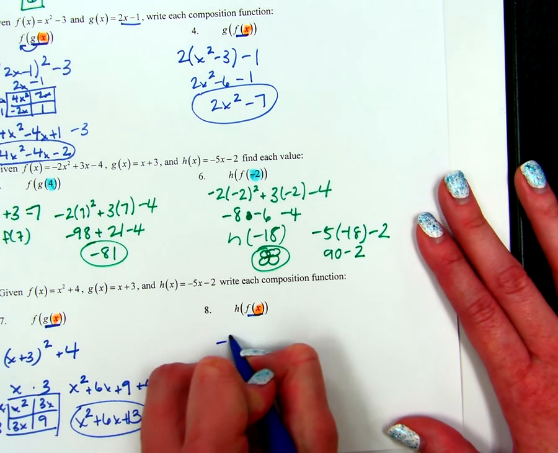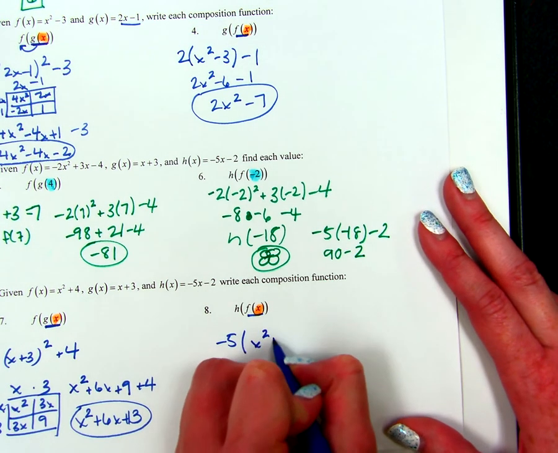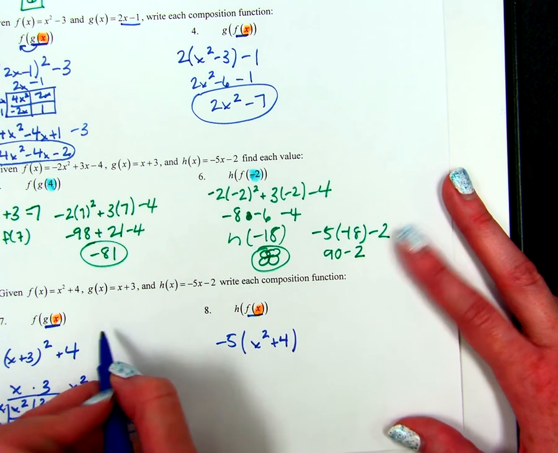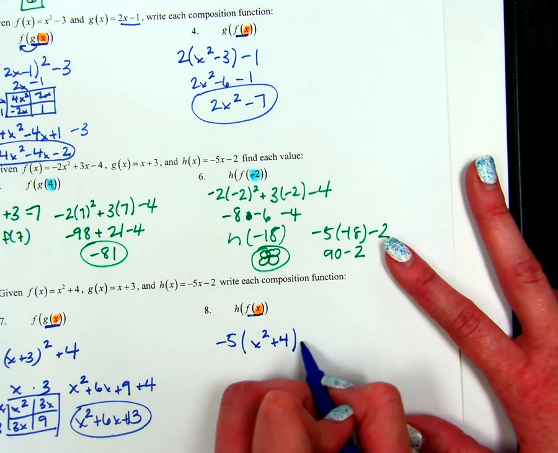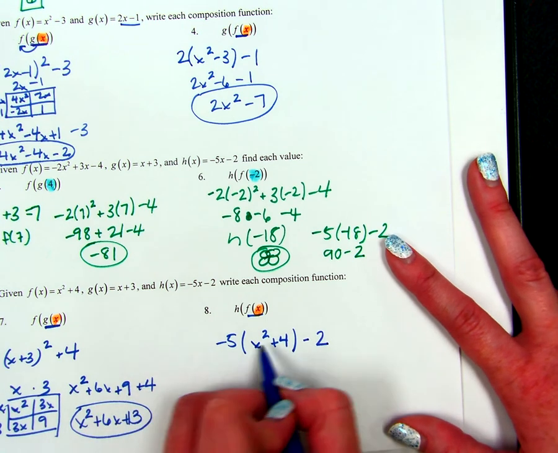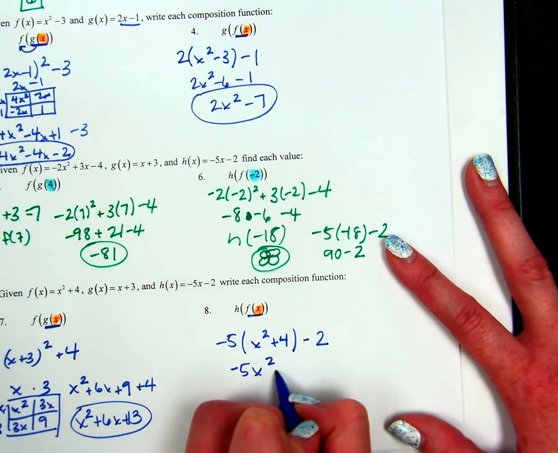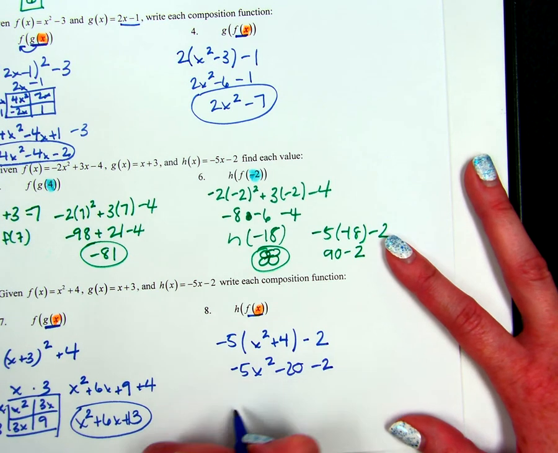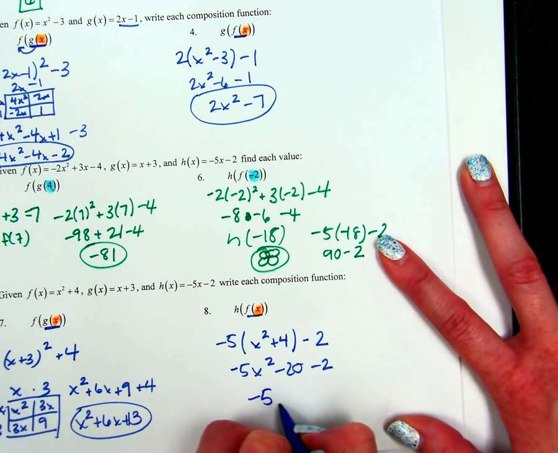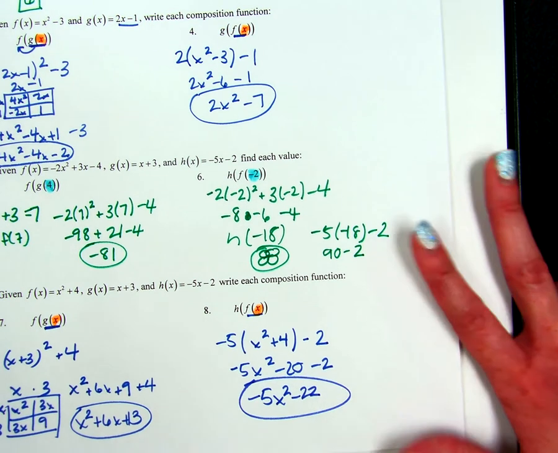So we have negative 5 times x squared plus 4, minus 2. We'll distribute that negative 5. So I have negative 5x squared minus 20 minus 2. So your final answer is negative 5x squared minus 22. There you go.